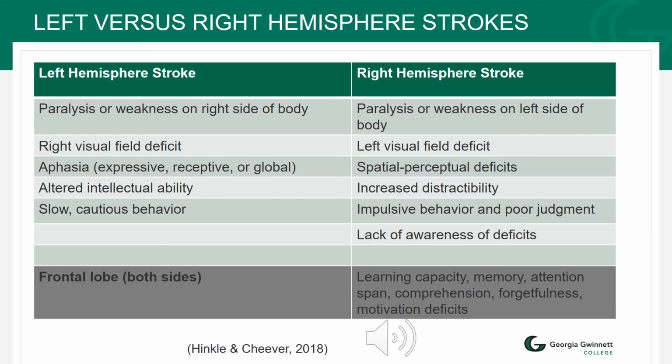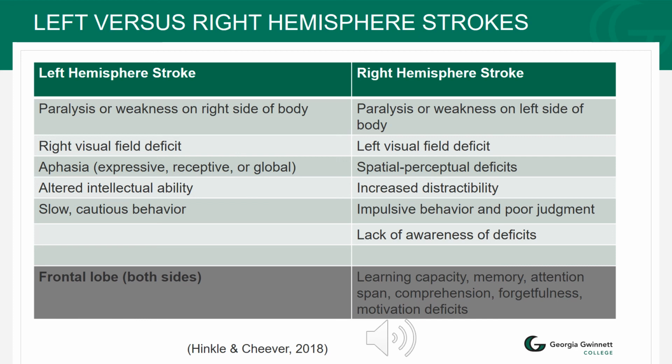So remember what that means is, that doesn't mean they won't be able to see out of the right eye. What it means is they lose the right visual field of both eyes. So both eyes, they won't be able to see out of the right visual field. So it's losing the right visual field of both eyes if they are having a left hemisphere stroke. Aphasia can take place, and that is the expressive, receptive, or global types. They will have altered intellectual ability and slow, cautious behavior.